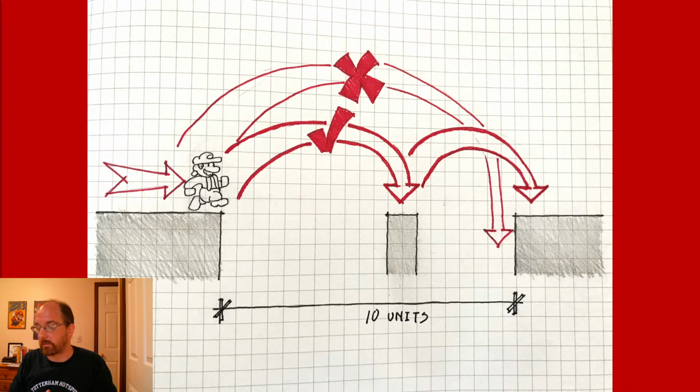So in Mario games, if a gap is short, it feels very good. If a gap is far, it feels a little more tense. That is how you create challenge.